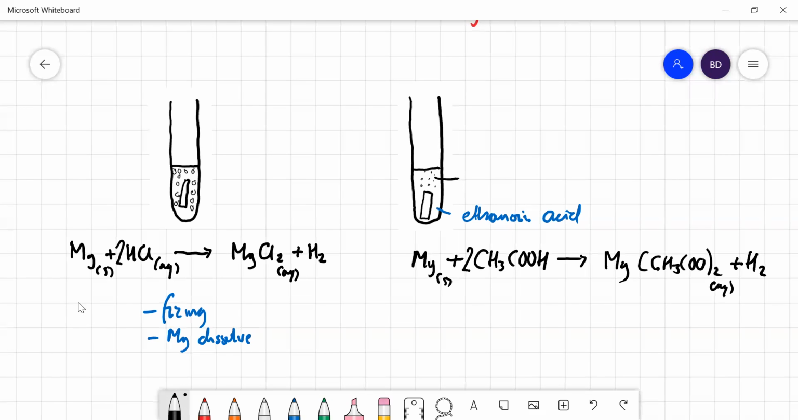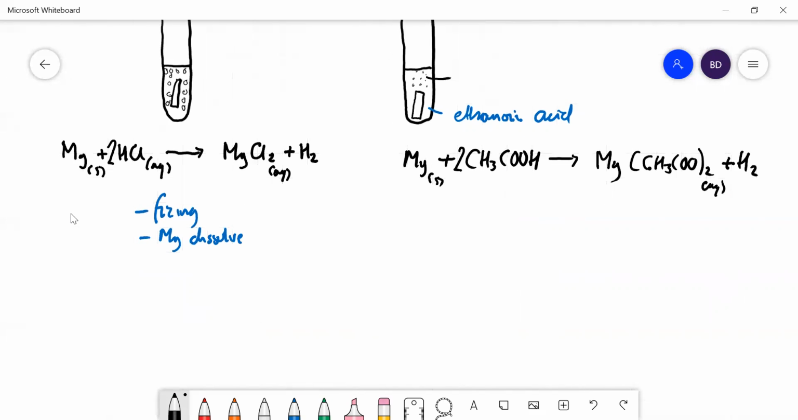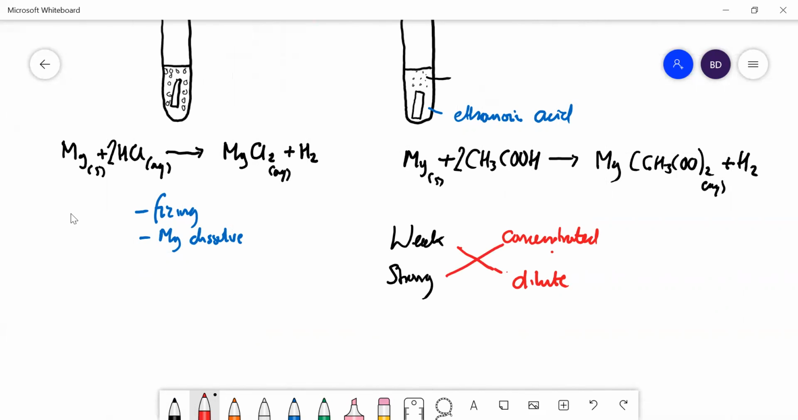So finally, when we're talking about weak and strong acids, we mustn't confuse those words with concentrated and dilute. They do not mean the same things. Got them the wrong way around. Okay, that one does not mean weak, and that one does not mean concentrated. Okay, we'll leave that one there.